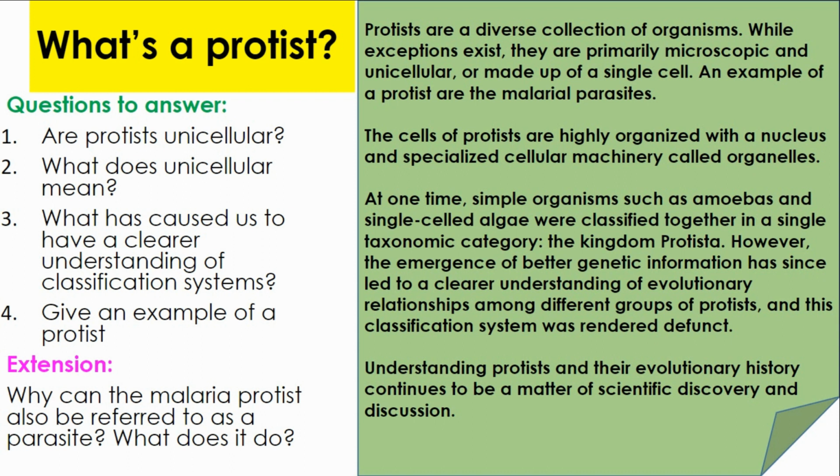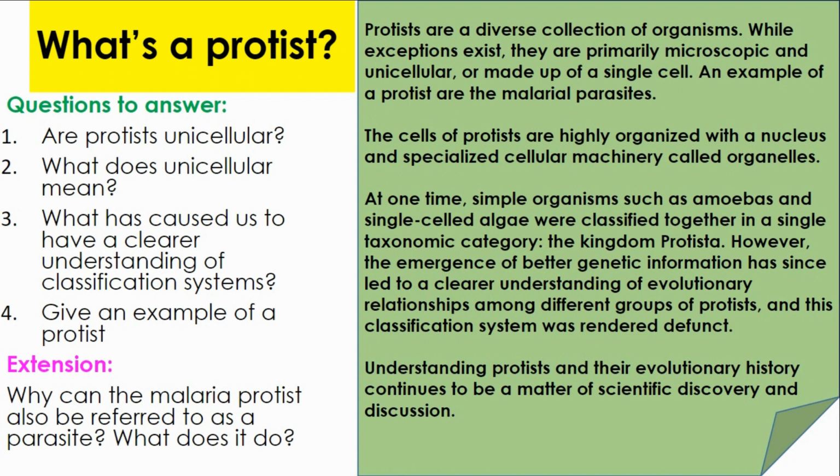Protists are a diverse collection of organisms. While exceptions exist, they are primarily microscopic and unicellular, or made up of a single cell. An example of a protist are the malarial parasites. The cells of protists are highly organised with a nucleus and specialised cellular machinery called organelles, just like us.